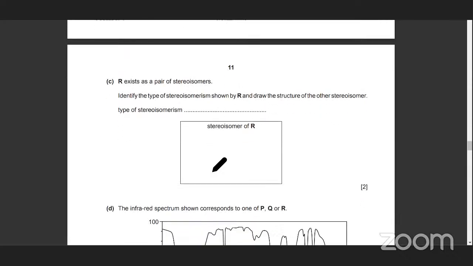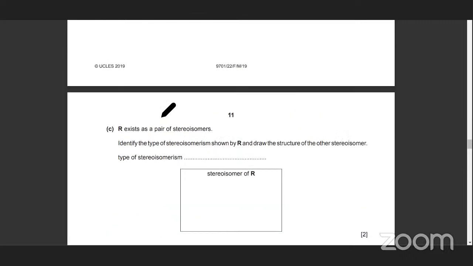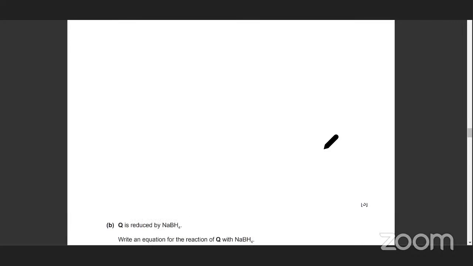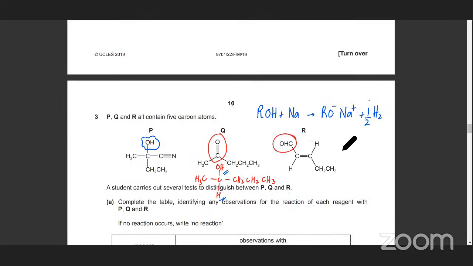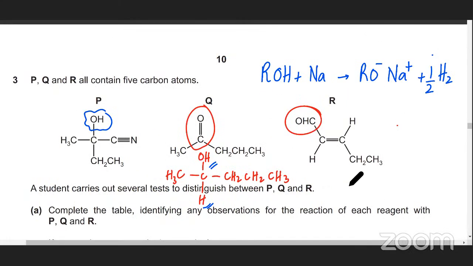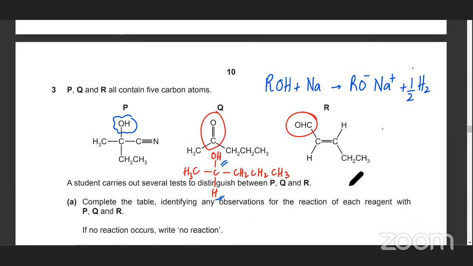फिर अगला question, R exists as a pair of stereoisomers. Identify the type of stereoisomerism and draw the structure of the other isomer. तो R किधर है भाई? This is R. ये देख के कौन सा isomer है? Geometrical. ठीक है, that's a geometric. Don't write cis trans. ठीक है, cis trans उनके individual नाम होते हैं. ठीक है, always call it a geometric isomer. And the other one would be कि एक साइड को flip कर दो.